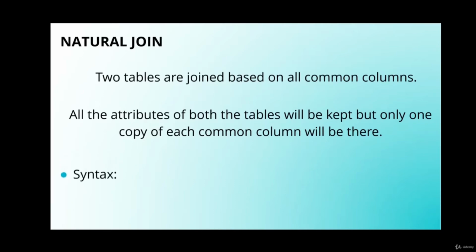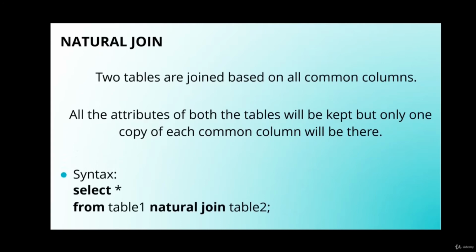Let's see the syntax for natural join. Select star from table 1 natural join table 2. So we have to specify the column names, or we have to specify star, which means all the columns, and then we have to write the table names on which we have to perform the natural join.